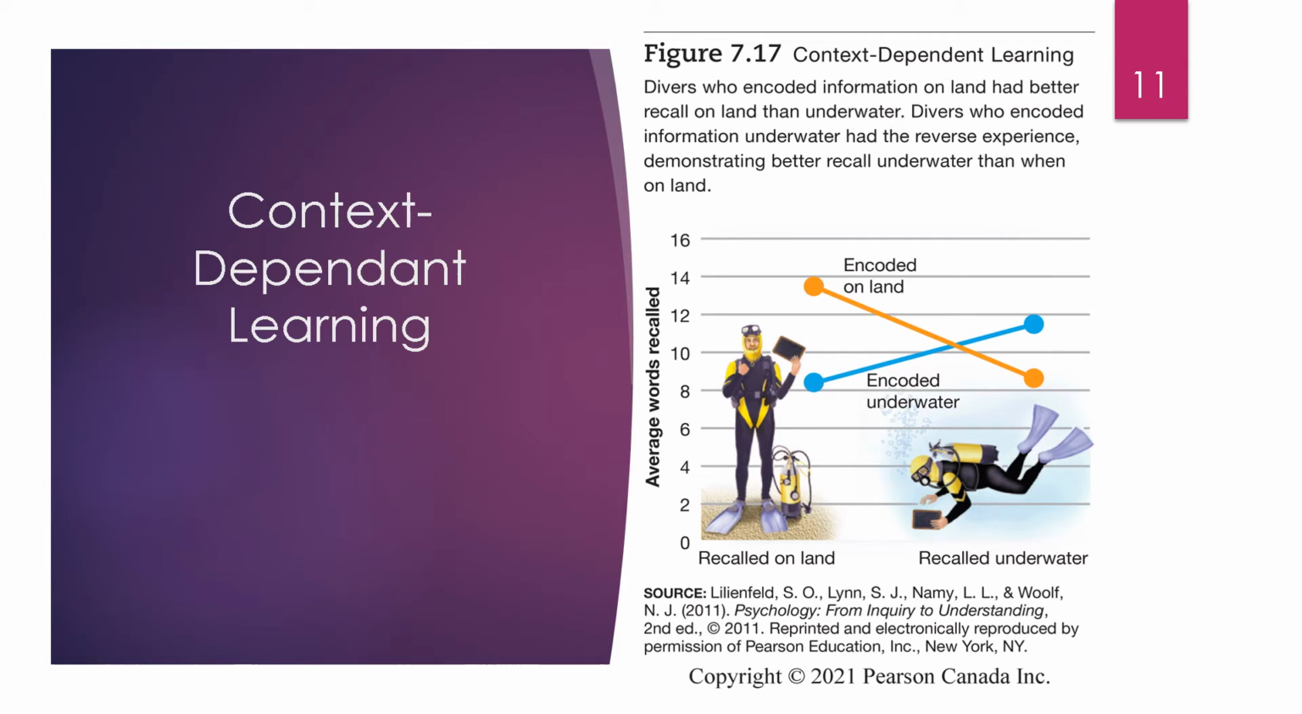So being in that same physical context gave them kind of a retrieval cue, it seemed, and it made their recall better. Divers who encoded information underwater had the reverse experience. So they showed that they could recall that information better underwater than they could when they were on land. So that's a really interesting example, because it clearly shows that their retrieval, their recall for the information, seemed to be influenced by the context in which they encoded the information in the first place.